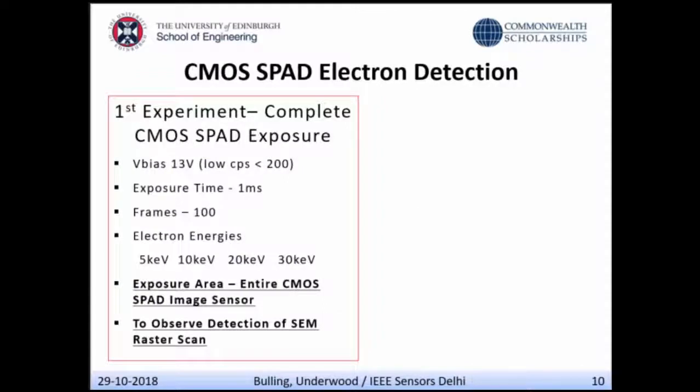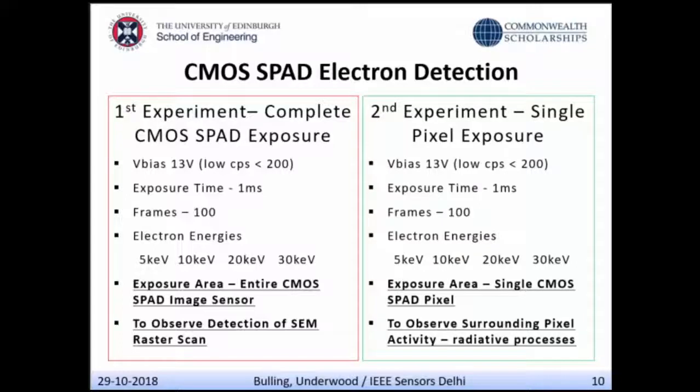So we had to break this up into 2 different experiments. The first experiment is what we call complete CMOS SPAD exposure. Basically, we make the focus of the Scanning Electron Microscope about the size of the SPAD itself, and then just expose it. We chose an exposure time of 1 millisecond, which allowed us to actually detect the raster scan as it comes across this array. We did 100 frames for an average, and then we ramped up the electron energies from 5 to 30 kilo electron volts. With regards to exposure area, it's the size of the CMOS SPAD image sensor. I've highlighted this because it's different to the second experiment. Basically, do we observe electron detection, and will we see the raster scan pattern?